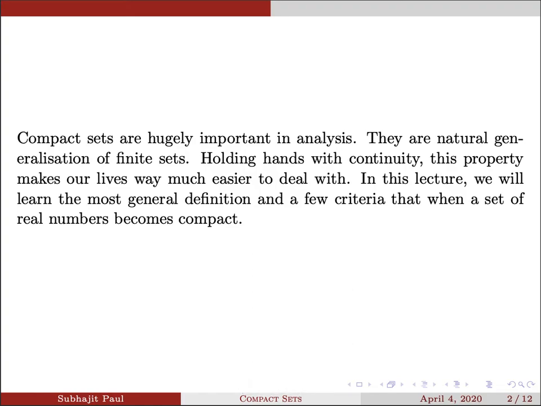So compact sets are hugely important in analysis. They are a natural generalization of finite sets. Holding hands with continuity, this property makes our lives way easier to deal with. In this lecture, we'll be learning the most general definition of compactness and a few criteria for when a set of real numbers becomes compact. So let's start.